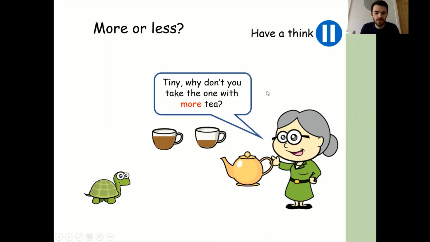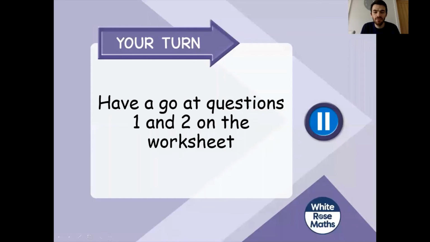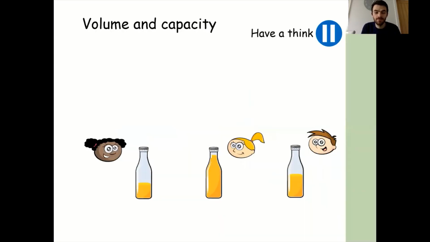So Tiny wants to take the cup with more tea in. So even though both cups have the same capacity, which has more volume? Can you point to the screen which one you think has more volume? Fantastic, it is this one here that Tiny is drinking out of. It has more tea in, so it has a greater volume. So I want you to have a go now at questions 1 and 2.